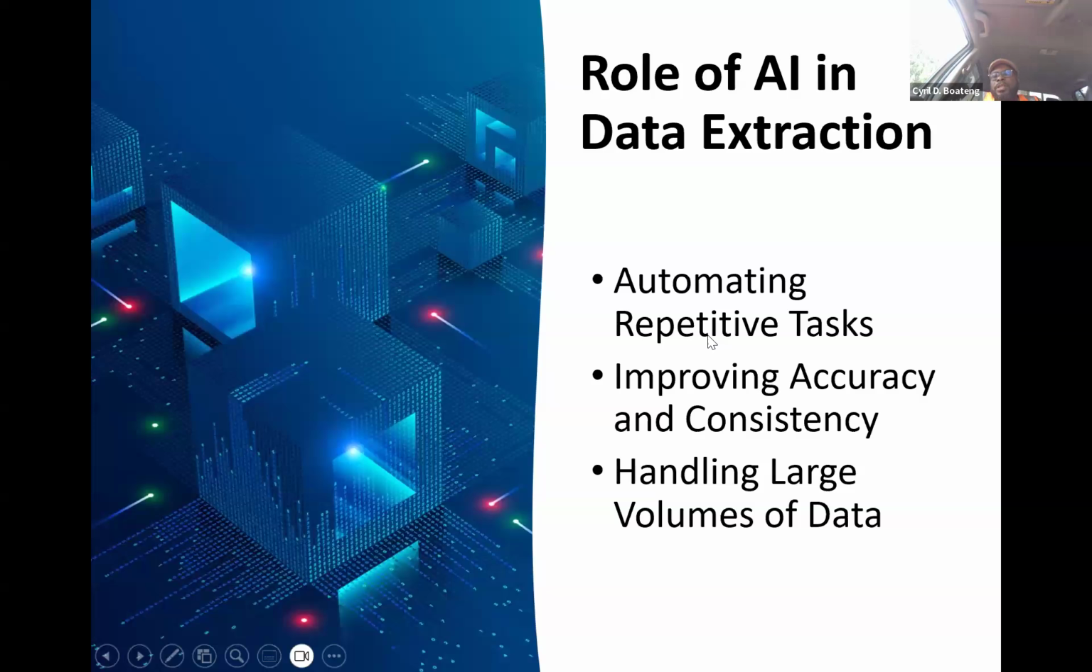and then it can also help in improving accuracy and consistency. For a machine, the moment they learn a pattern, they'll consistently keep to that pattern. Unlike human beings, where sometimes we change our mind based on what we took for breakfast or how we are feeling at a point in time, right? So in data extraction, an AI tool can be really consistent and accurate.